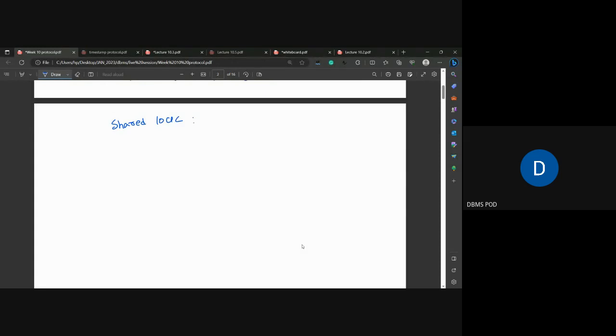What is shared lock? Suppose a transaction wants to perform reading on any data item, it should apply a shared lock. Suppose in schedule S, transaction T1 wants to read the A data item or B data item. Then it should apply a shared lock, written SA. This is for reading data. Whenever a transaction wants to perform a reading operation, we can apply a shared lock.